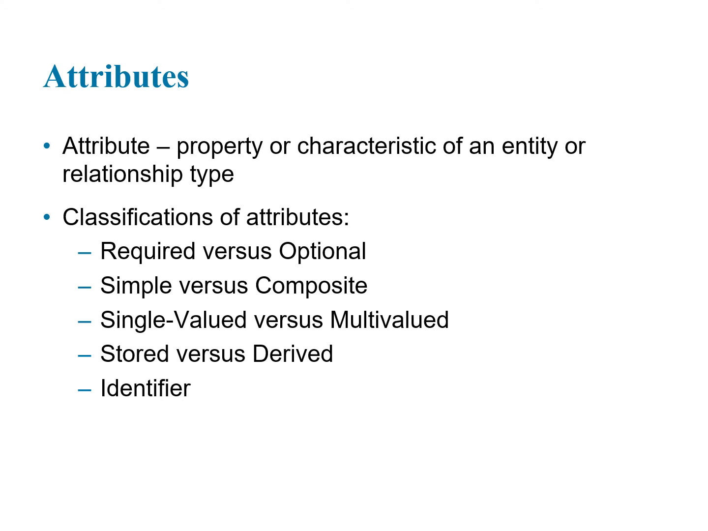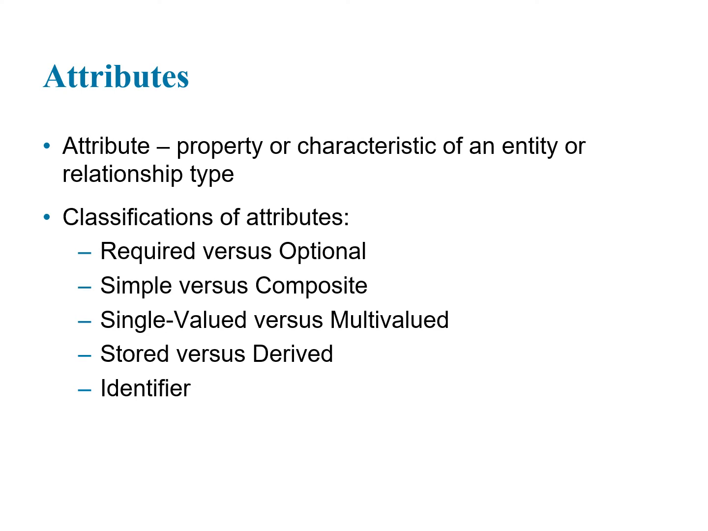Attribute. In naming an attribute, we use an initial capital letter followed by lowercase letters. If an attribute name consists of more than one word, we use a space between the words and we start each word with a capital letter. For example, Employee Name or Student Home Address.